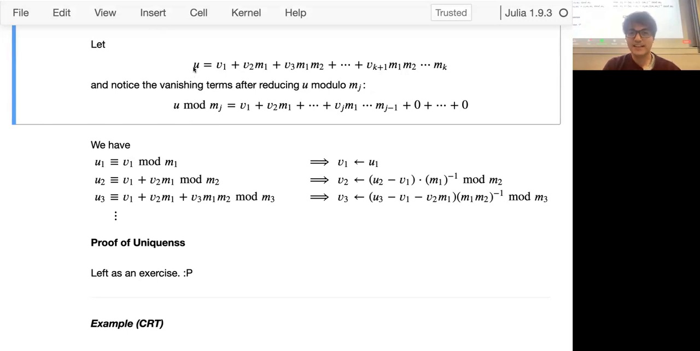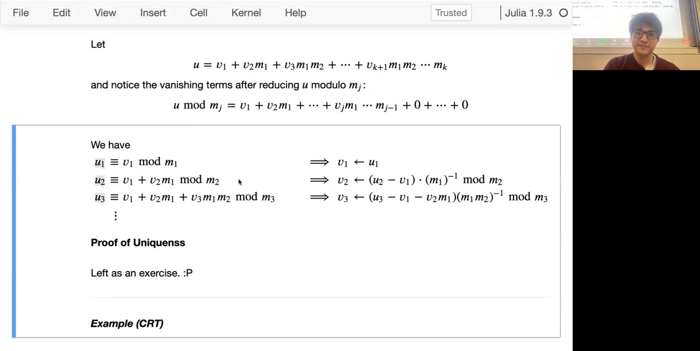What happens if I take this equation and I mod out by M2? Well, you're left with this. But we know what V1 is. Do we know what U2 is? Yeah. Do we know what M1 and M2 are? Yeah. Well, that means that V2 is going to be equal to U2 minus V1 times the inverse of M1 mod M2. Can we do inverses mod M2? How?